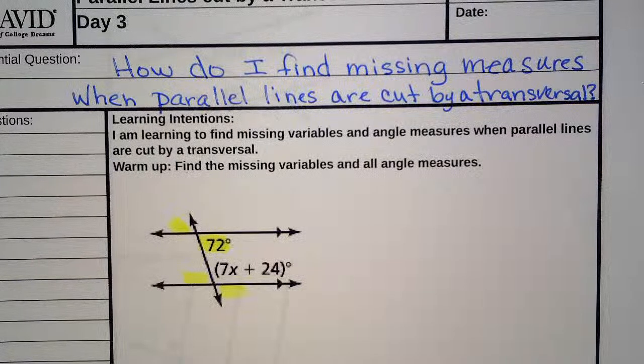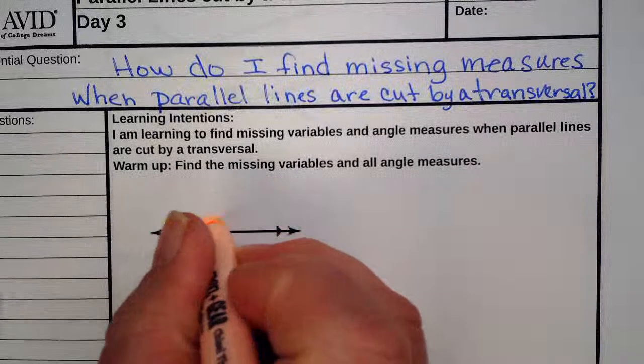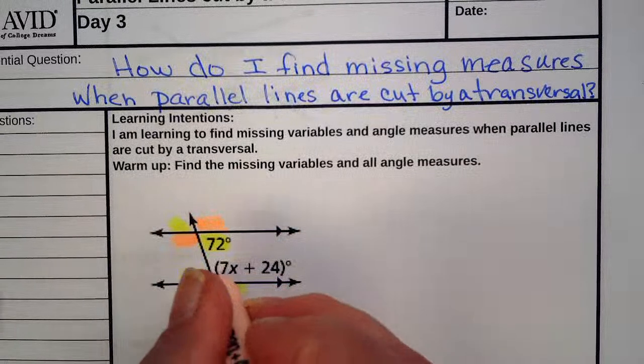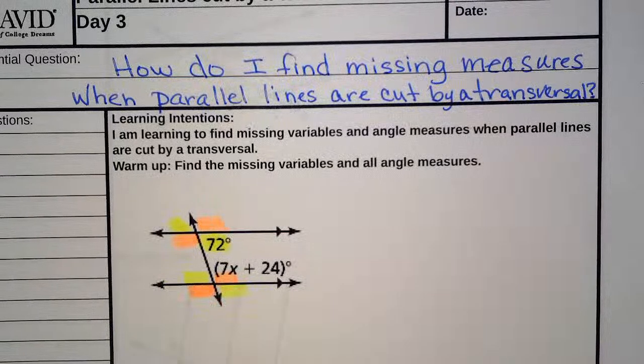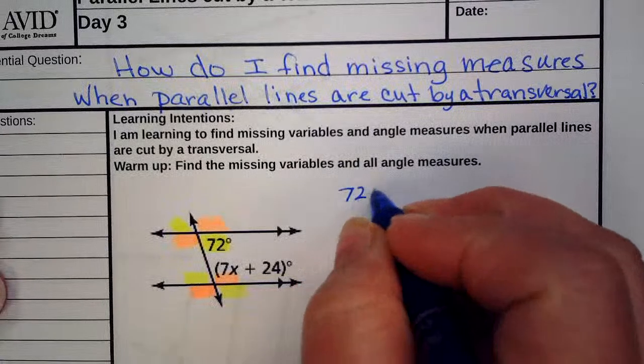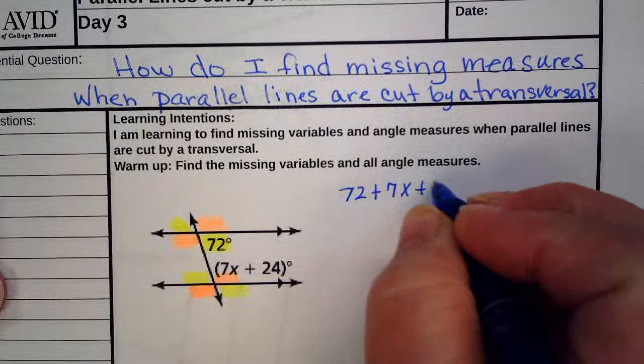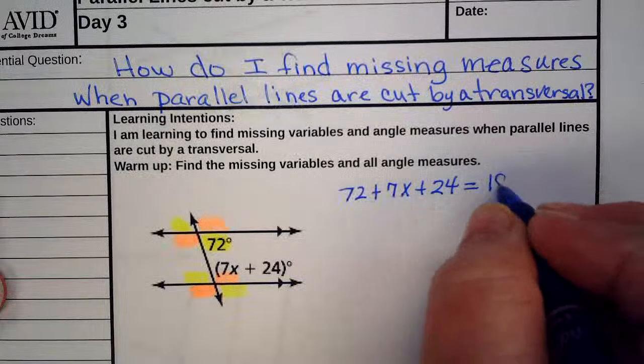Now the same thing is going to happen with the other angles. As you're looking, vertical angles are congruent. Corresponding angles are congruent. Those are vertical, those are corresponding. If you're trying to decide whether these two angles are congruent or supplementary, remember they are consecutive or same side interior angles. If you look at the colors, they're not the same color, so that means they're going to be supplementary, not congruent. So I know that 72 plus 7x plus 24 is equal to 180 degrees.